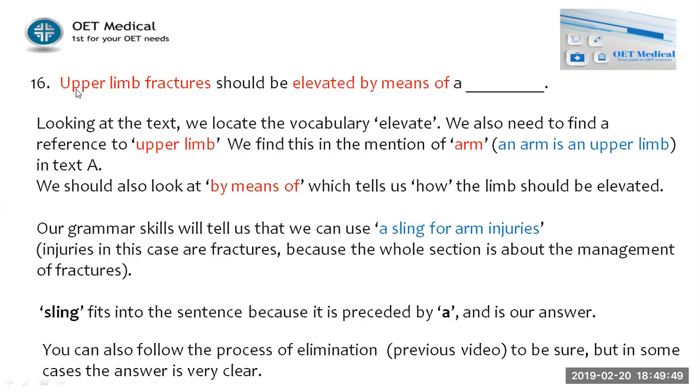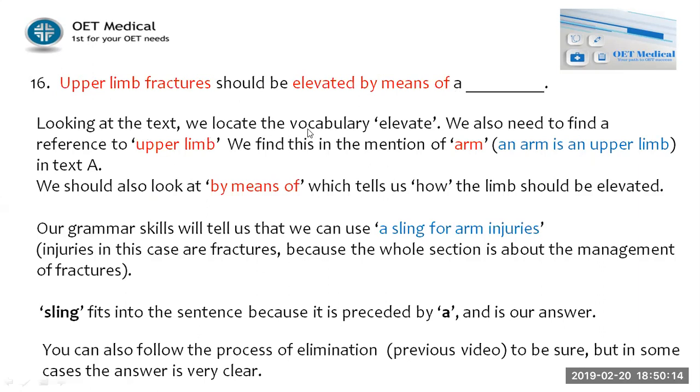Number 16, upper limb fractures. Upper limb means arms. Legs are lower limbs. So that's the first thing we notice. Elevated, lifted by means of, that means something is lifting the leg. And it's a noun because it says a.